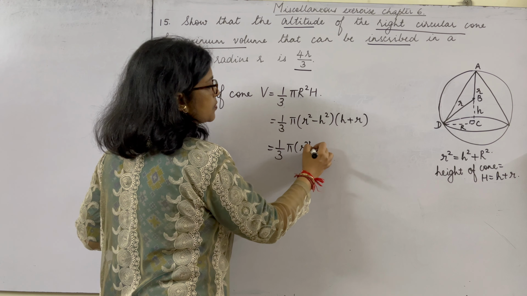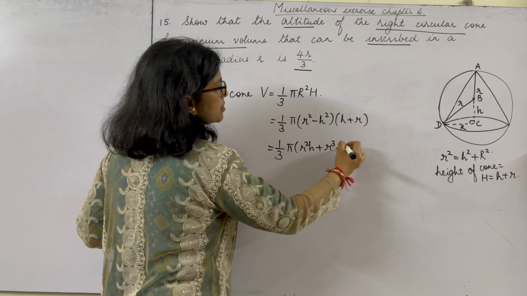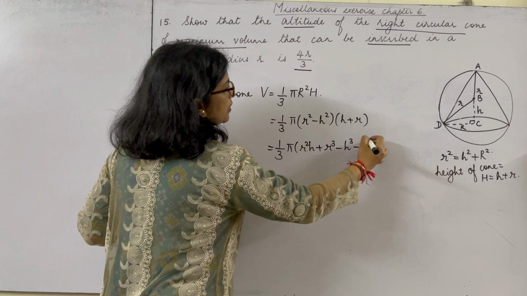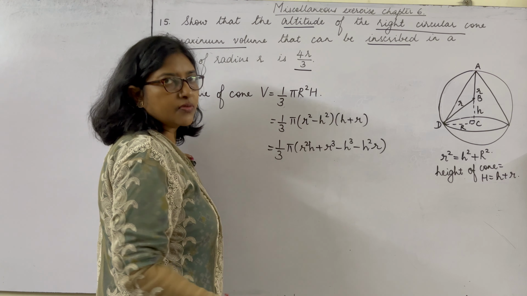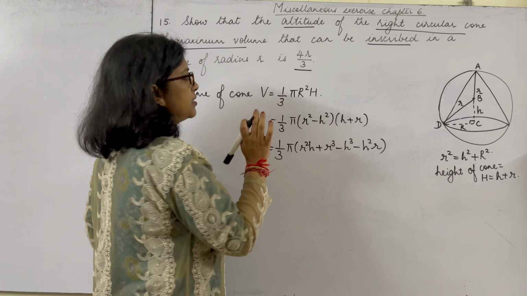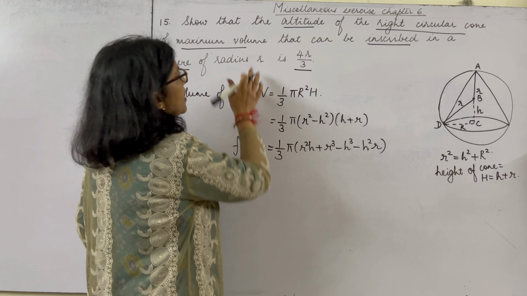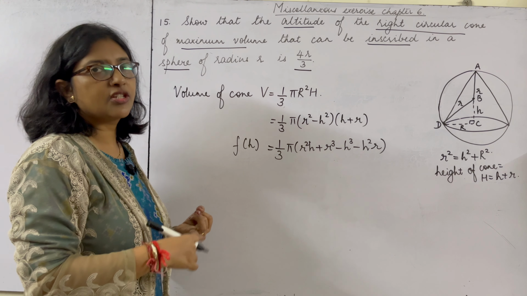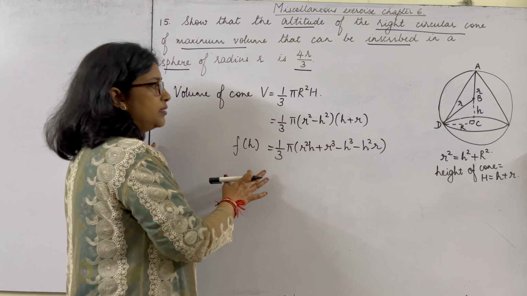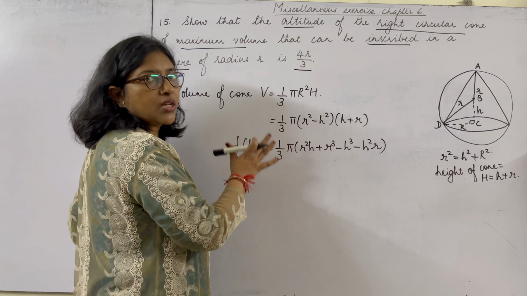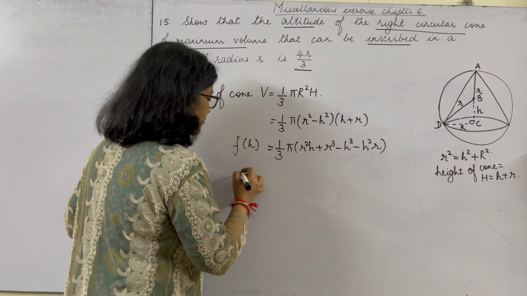and remember here small r is constant because that is the sphere radius which is given to us. So this is going to be a function of h. We want to maximize the volume. We'll have to find f dash h, critical point, and then look for maximum minimum using f double dash h. So let's first find f dash h.